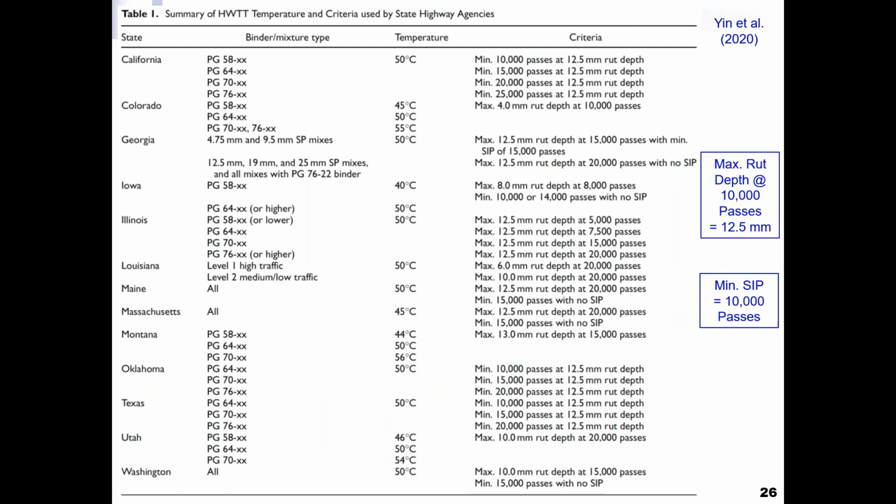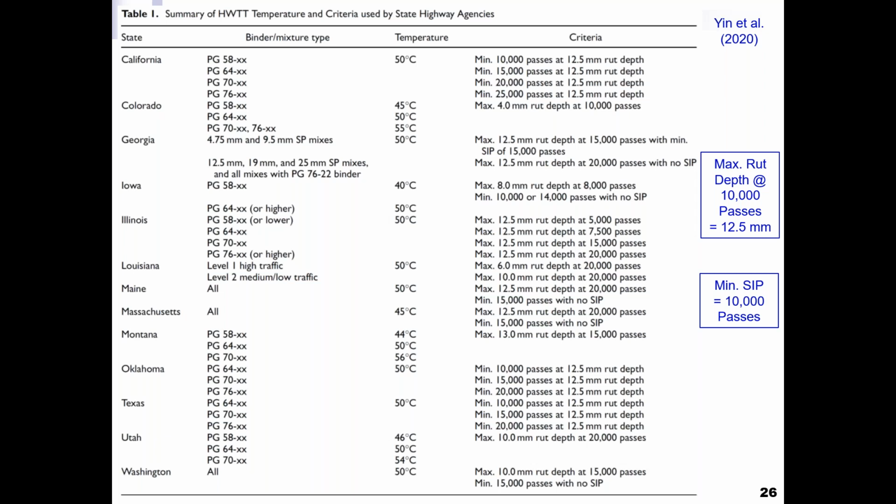In the literature, Yin et al. summarized the criteria that are used by different states for different types of asphalt binders. Traditionally, when using softer asphalt binders, the temperature may be reduced to allow the test to continue for a larger number of cycles.